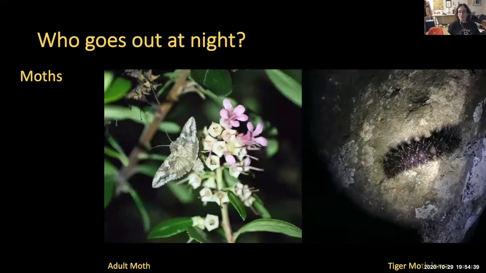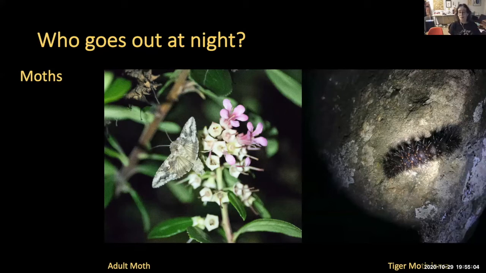Another huge group that goes out at night is the moth. So moths belong to the same order as butterflies, but they are mostly active at night. Some of the caterpillars are active at night as well, like this tiger moth larva that you could see walking on the trails and on trees. And they could get pretty large, and they have their cute little coats, so they're very fluffy.